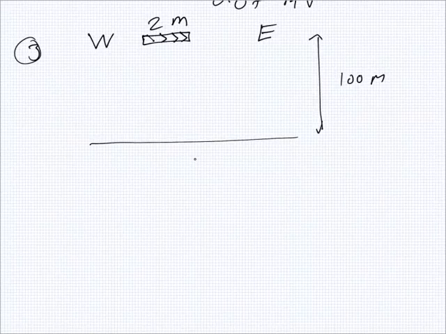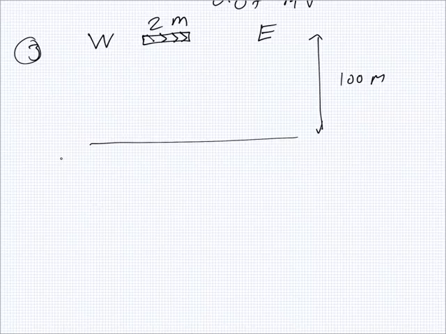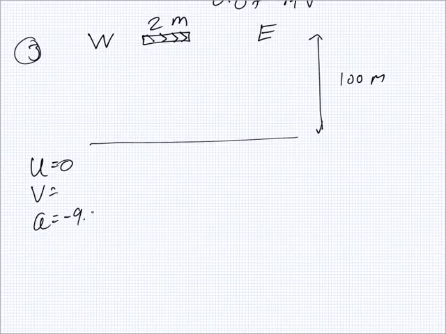I know it's UVATS. Good. U is 0, V we don't know, A is minus 9.81, T we don't know, and S is 100. Is it minus 100? Thank you. Minus 100.